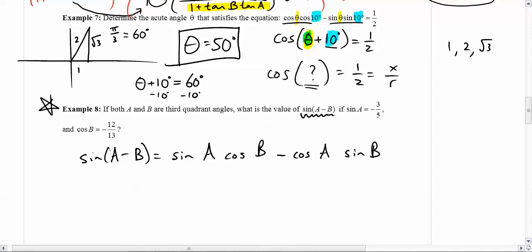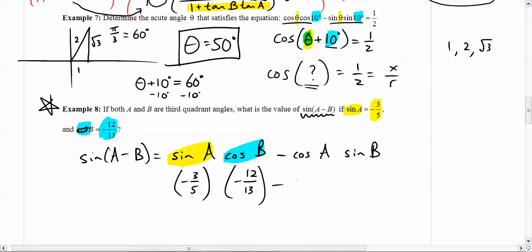Okay, now we're given some information. We're told that sine A, this whole thing, is equal to negative 3 over 5. So instead of sine A, I can write the number negative 3 over 5. It's not A that's equal to negative 3 over 5, but the whole ratio, sine A. I'm also given that cosine B is equal to negative 12 over 13. So instead of cosine B, I can write the number negative 12 over 13. So now I'm still kind of stuck because I don't know cos A or sine B.